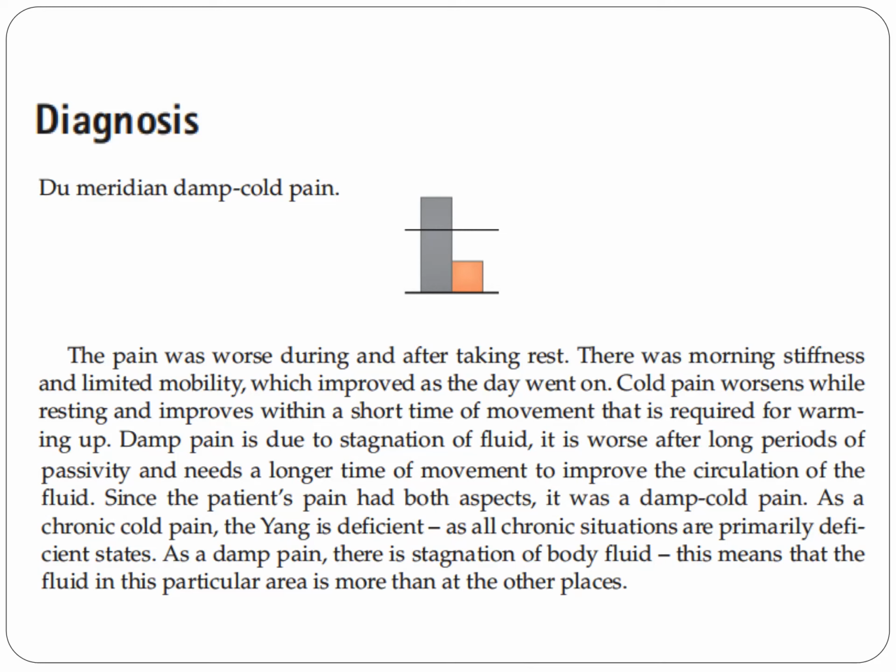Cold pain worsens while resting and improves within a short time of movement that is required for warming up. Damp pain is due to stagnation of fluid. It is worse after long periods of passivity and needs a longer time of movement to improve the circulation of the fluid. Since the patient's pain had both aspects, it was a damp cold pain. As a chronic cold pain, the yang is deficient, as all chronic situations are primarily deficient states. As a damp pain, there is stagnation of body fluid. This means that the fluid in this particular area is more than at the other places.